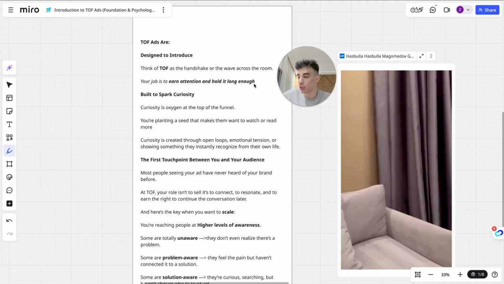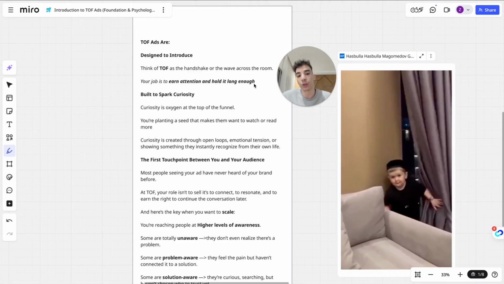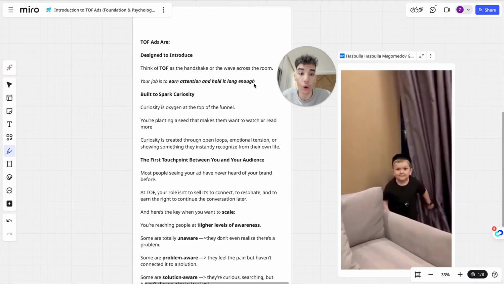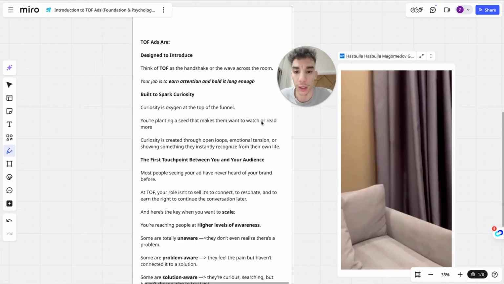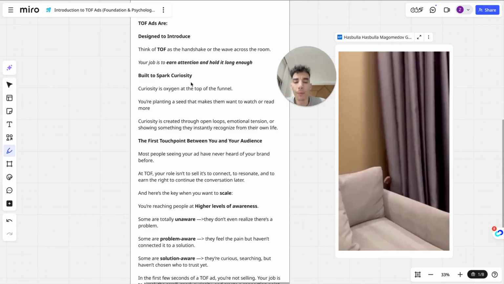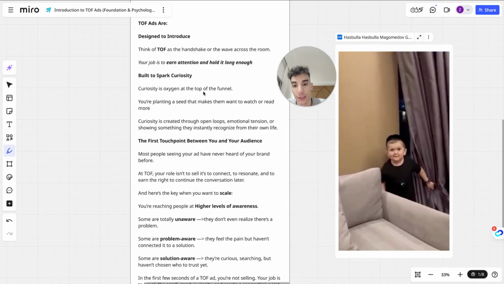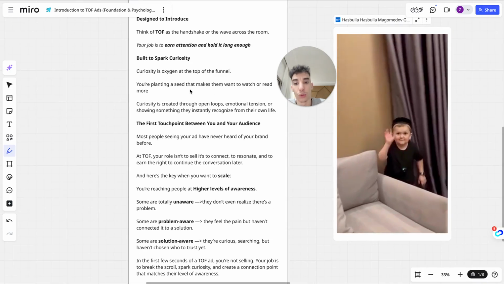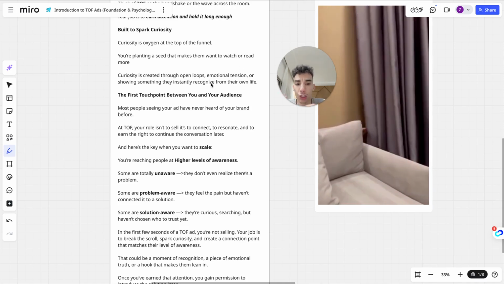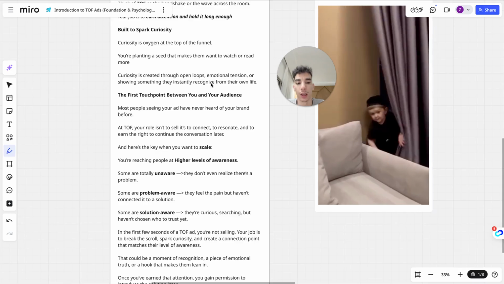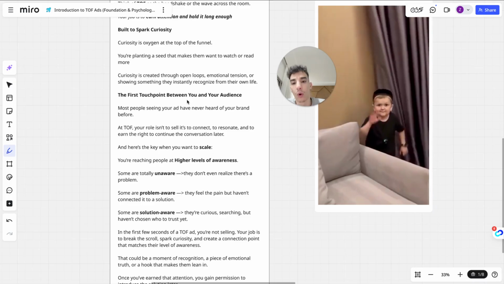Then we start to educate them about the problem if they are problem aware, or show them that they actually have a problem if they are unaware, or show them a solution that's better than the one they're looking for if they are solution aware, and so on. So the job of top of funnel is to earn attention and hold it long enough. It's built to spark curiosity. Curiosity is the oxygen at the top of the funnel. You're planting a seed that makes them want to watch or read more, for example with a native image, like what people comment right now, or what we normally call a clickbait image, to get them to read more on the advertorials.